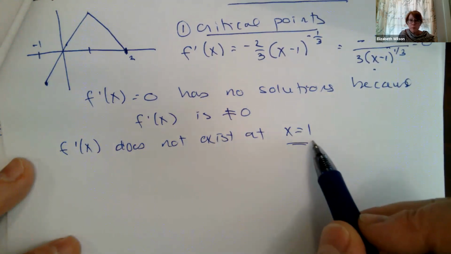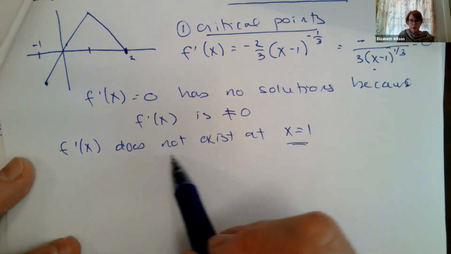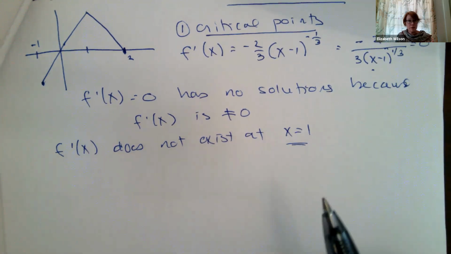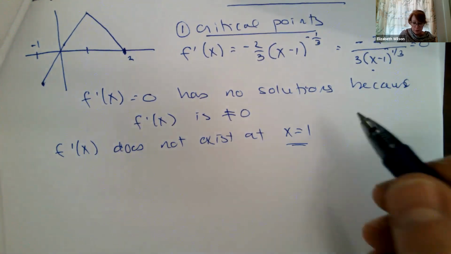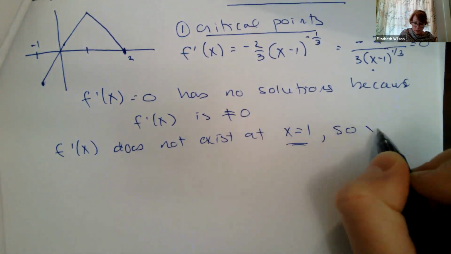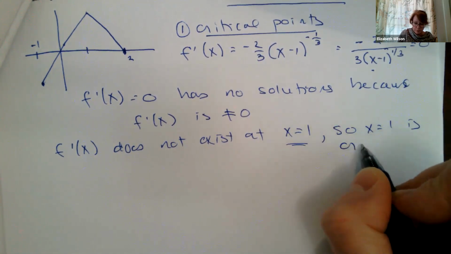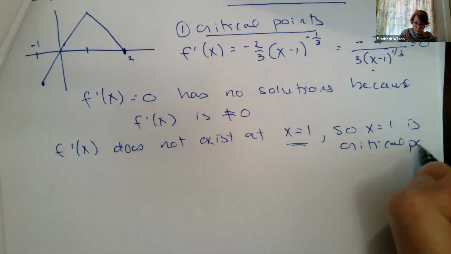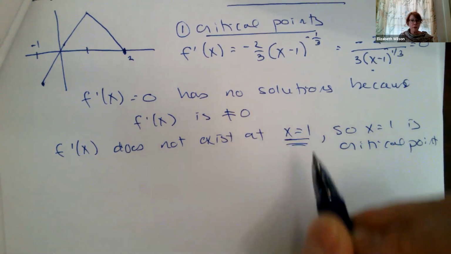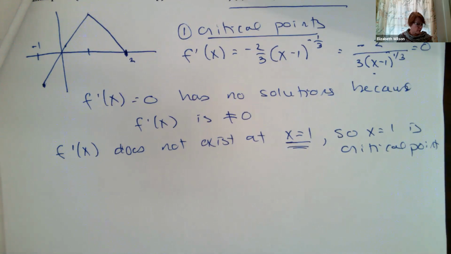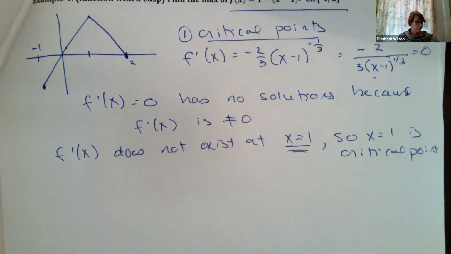Right? So this becomes our critical value. This is the spot where our derivative doesn't exist. That was the other definition of our critical point. So x equals 1 is a critical point, okay? So we found our critical point. We have our boundary values. Now we have to compare.